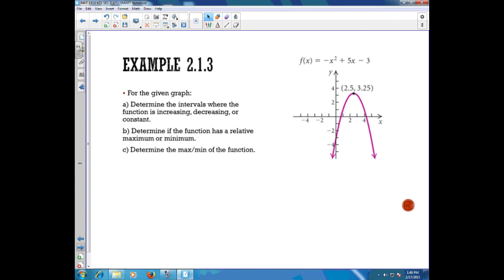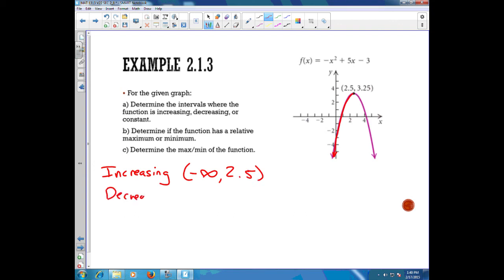Well, if we look at this function, it's going up from left to right. It's increasing from negative infinity all the way to x equals 2.5. It's then decreasing from x equals 2.5 to positive infinity. There is no point where this function is constant. It's either increasing or decreasing.